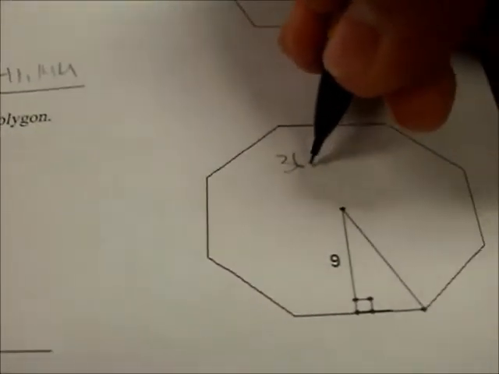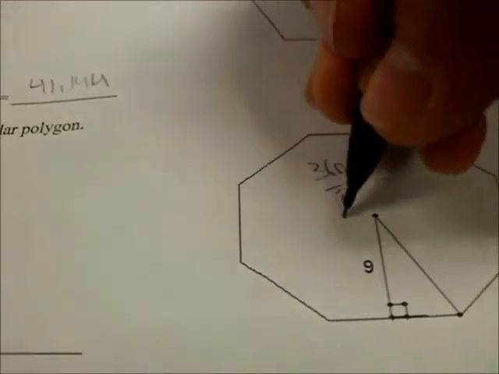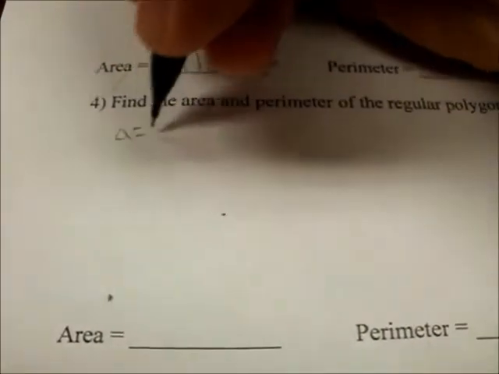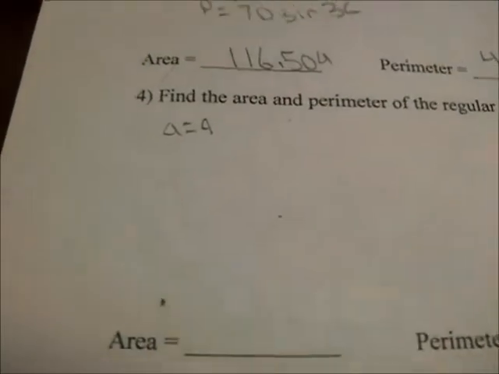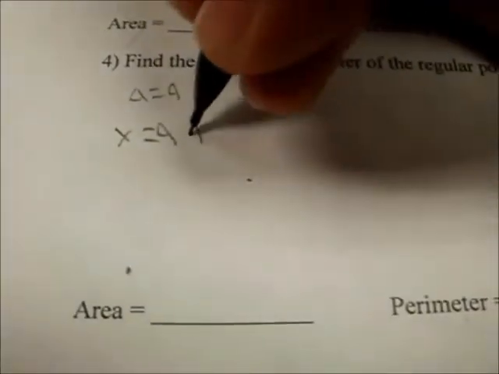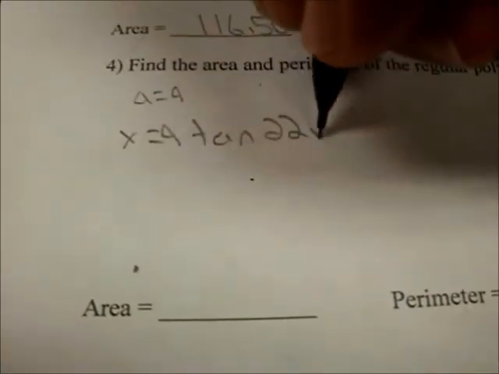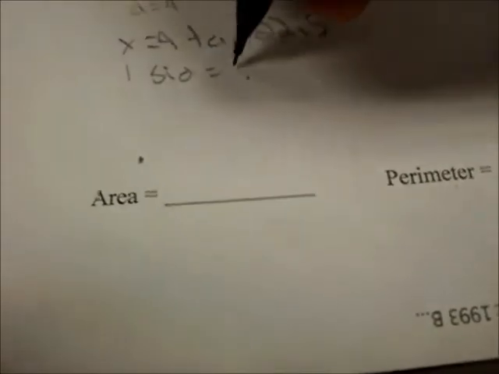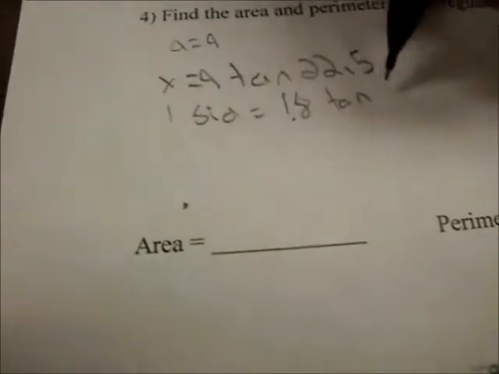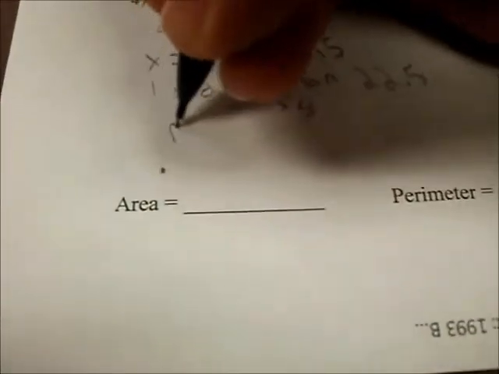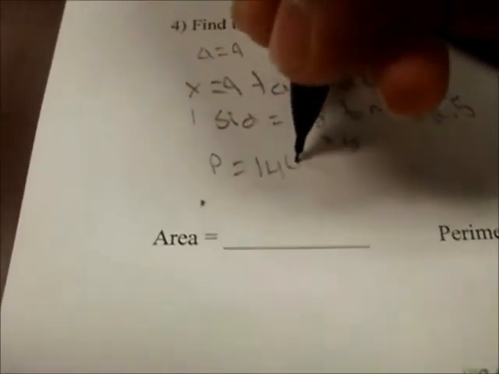Okay, for question 4, we are given another octagon. So from previous information, we would take 360 divided by 8, so we get 45. Then we want to divide by 2 to get 22.5 because we want to solve for half of the triangle. So a equals 9 because that was already given to us. And then x would be 9 tangent of 22.5. So for p, it would be 144 tan 22.5 because we take 16 times 9 tan.